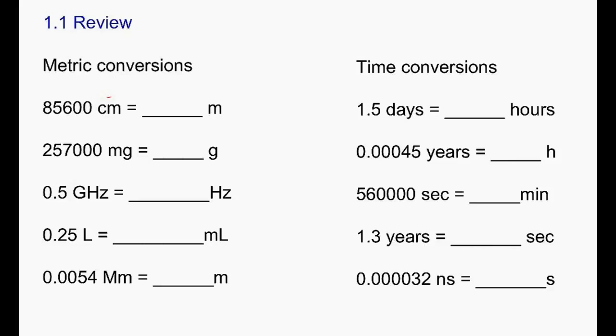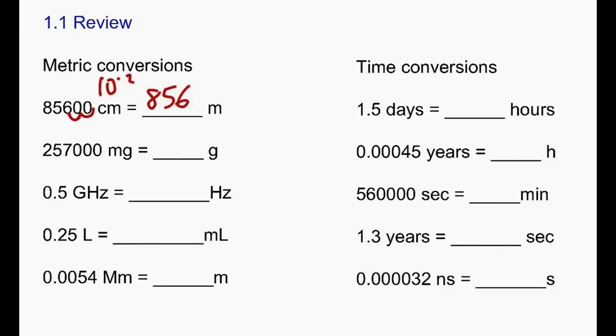How that comes in handy is you can do it one of two ways. On your calculator, you could just put in 85600 times 10 to the negative 2, hit equals, and it'll give you an answer of 856. Or you might have learned over the years to just move the decimal places. If we have 85,600 centimeters, and centimeters is to the -2, that means we're going to move our decimal place 2 spots to the left, so that would be 856.